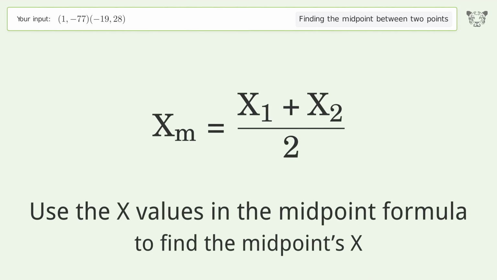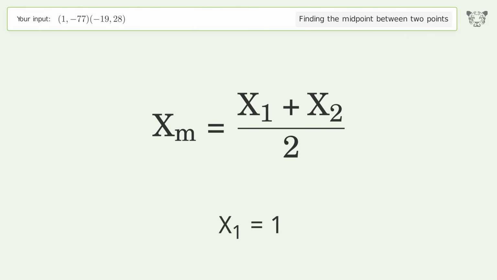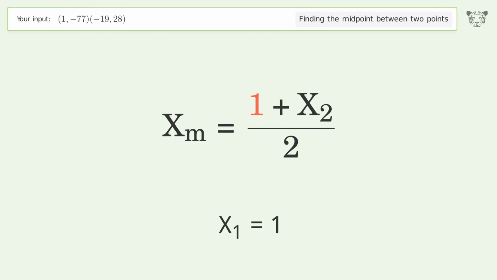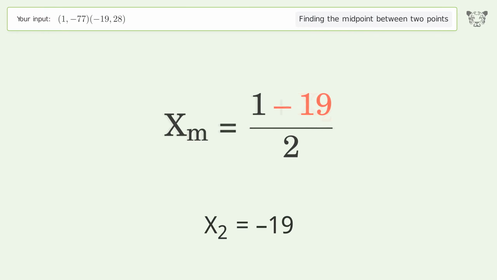Use the x values in the midpoint formula to find the midpoint's x. x1 equals 1. x2 equals -19. Simplify the arithmetic.